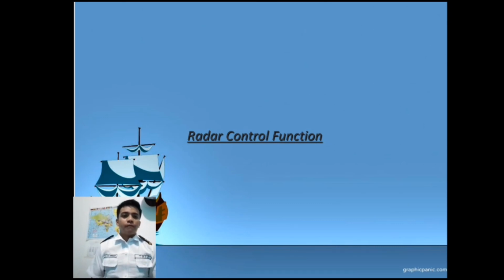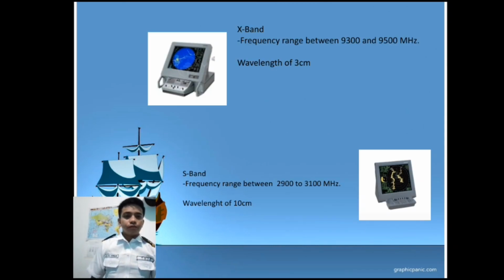So now I'm going to discuss the radar control function, or the radar function. So first, we have the X-band radar. X-band radar frequency range is between 9,300 and 9,500 megahertz, with a wavelength of 3 centimeters.